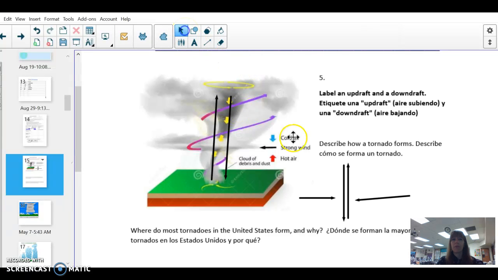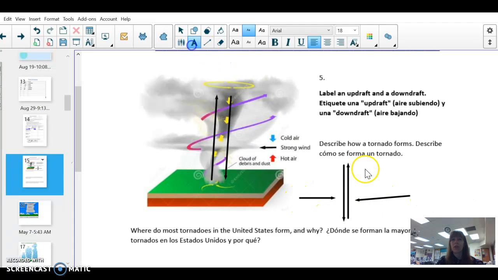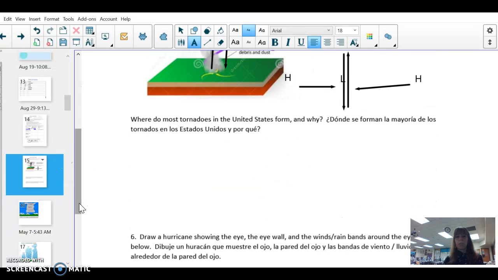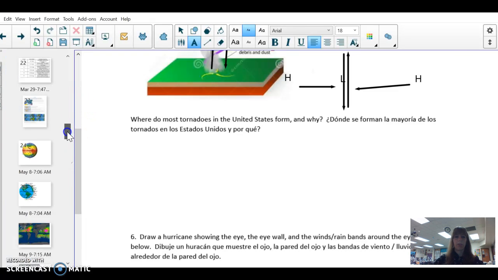test. Okay, at this point you should have labeled this updraft, this one should be downdraft, this one should be wind coming from other directions. You also should write in that this is high pressure, and the low pressure is on the center of the tornado. Where do most tornadoes in the United States form and why? Okay, go ahead, try that question. Unpause when you're ready.